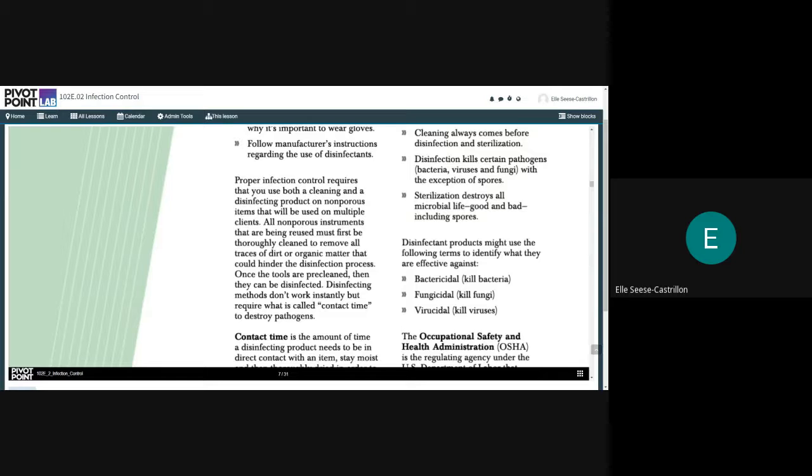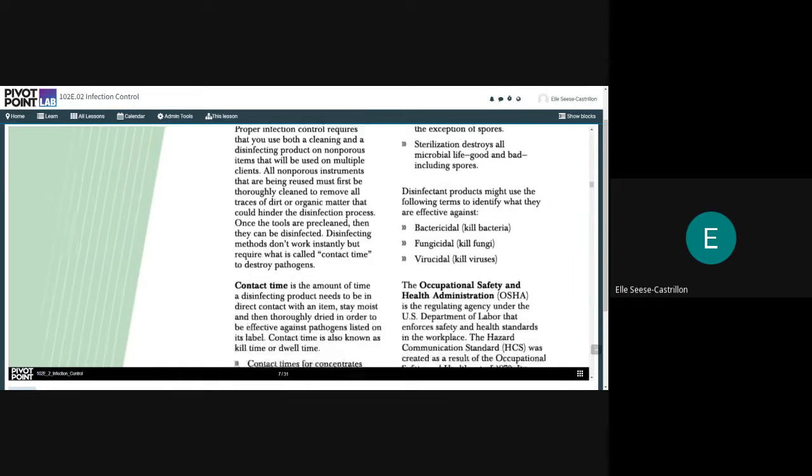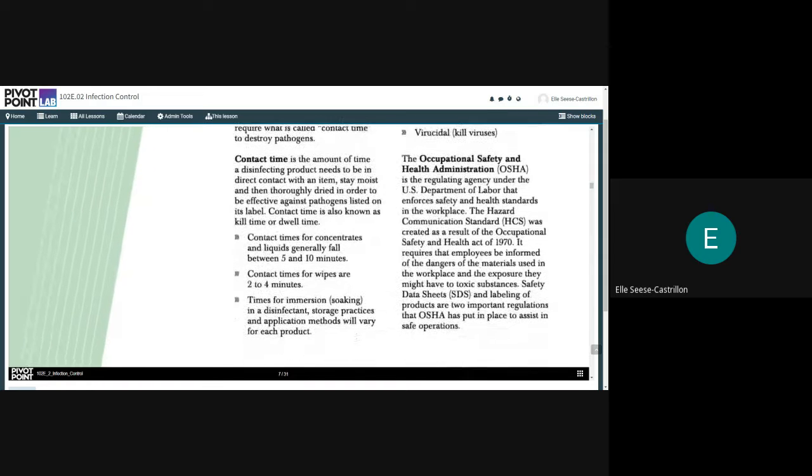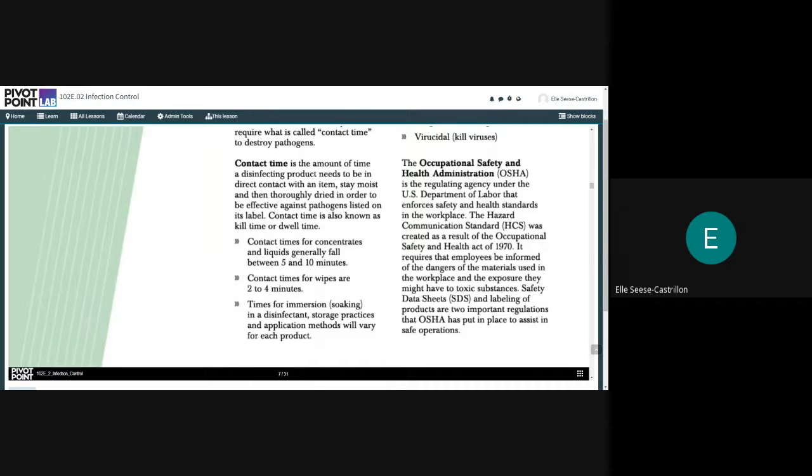Disinfecting methods do not work instantly, but they do require what is called contact time to help destroy the pathogen. So contact time is the amount of time a disinfectant product needs to be in direct contact with that item, staying moist and then thoroughly dried in order to be effective against pathogens listed on its label. The contact time is also known as the kill time or the dwell time.